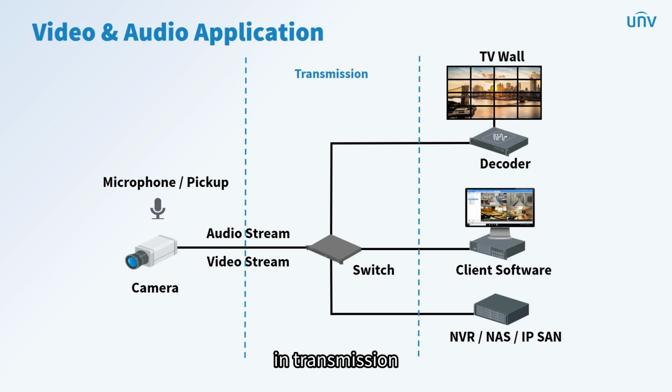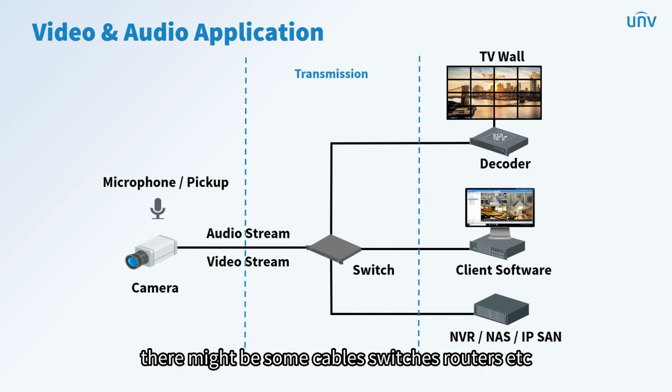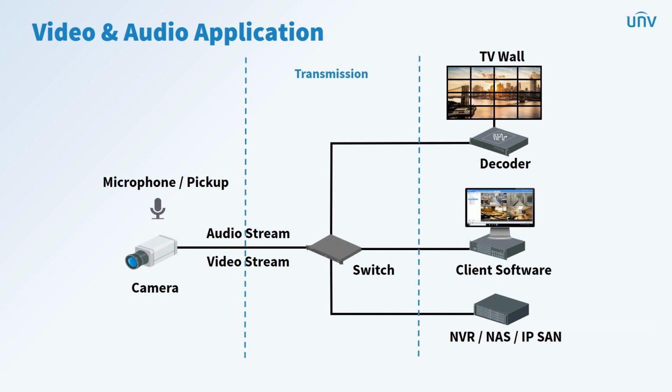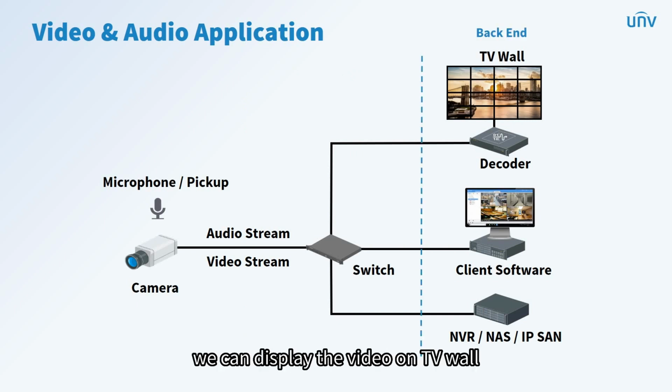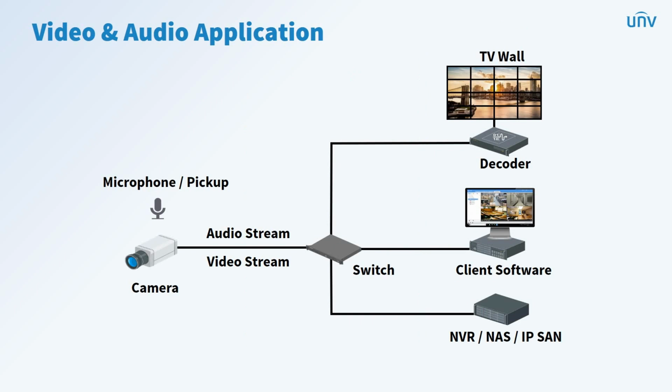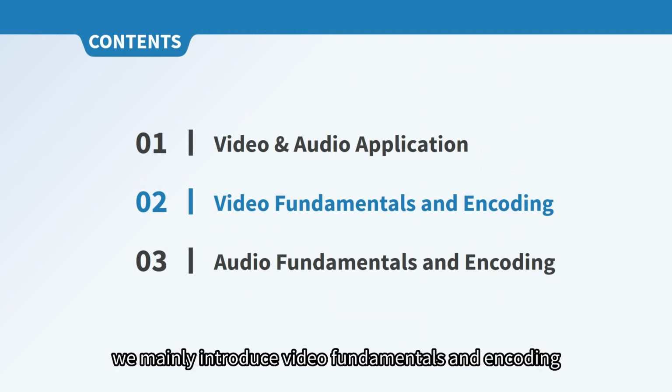In transmission, there might be some cables, switches, routers, etc. Both a video and audio stream can be transmitted through network. Finally, at the back end, we can display the video on TV wall or store the data in storage devices. In the next part, we mainly introduce video fundamentals and encoding.